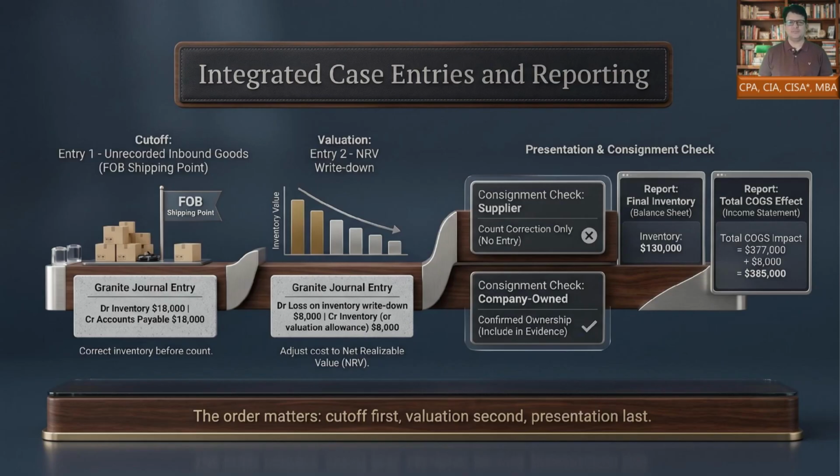Company owned consignment goods are added to inventory evidence because Crescent still owns them. Final ending inventory is $130,000. If the write down is presented inside COGS, total COGS effect is $377,000 plus $8,000, which equals $385,000. The order matters. Cutoff first, valuation second, presentation last.